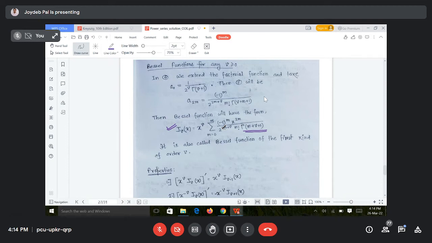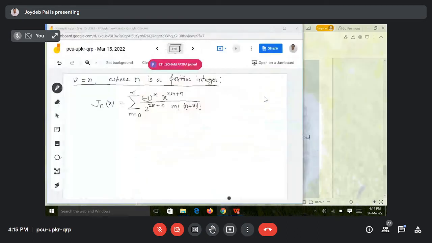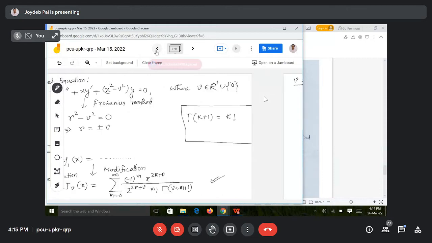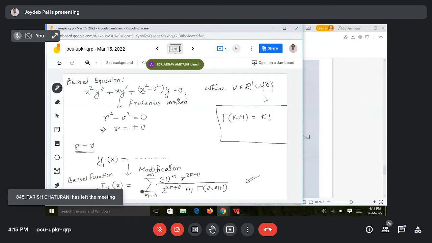So it is called a Bessel function of first kind of order nu. Okay. Now look, I have not made any conclusion about the second solution. Means that J n x or J nu x, these are corresponding to what? Corresponding to the first solution, right? Means y1, after modifying y1, we got this Bessel function.